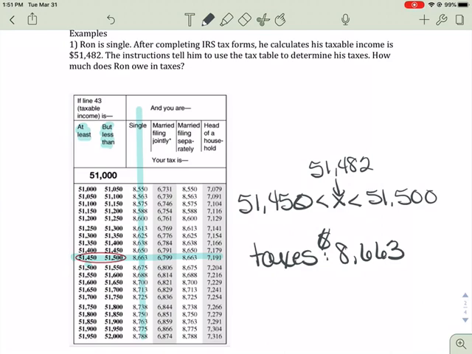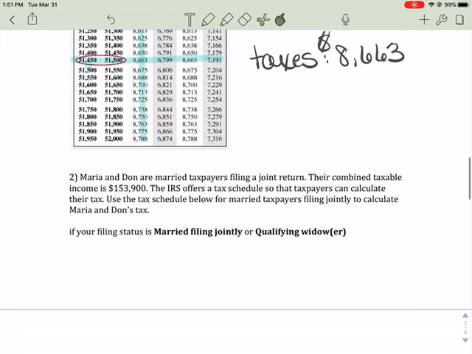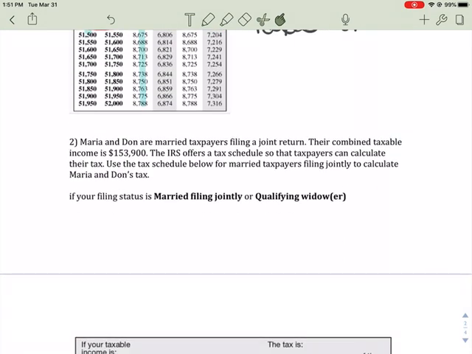Okay, so the IRS already has all these tables and stuff done. I put a link to the irs.gov into this folder, so if you really want to take a look-see, you can. All right, let's take a look at another problem.